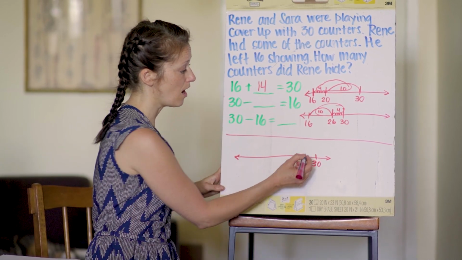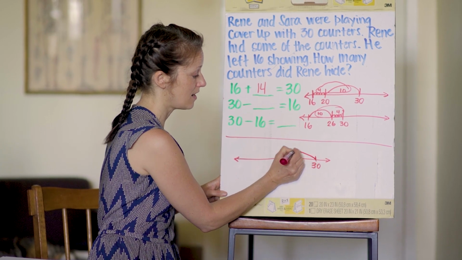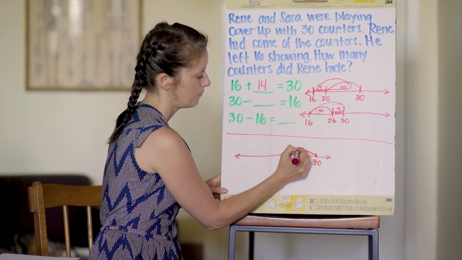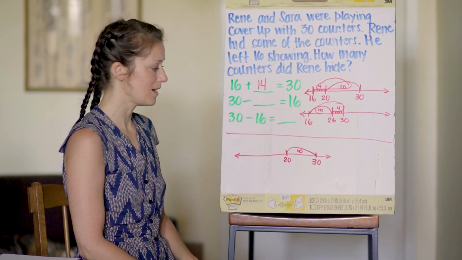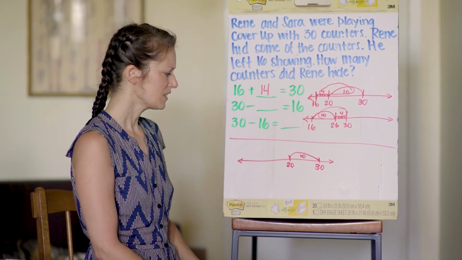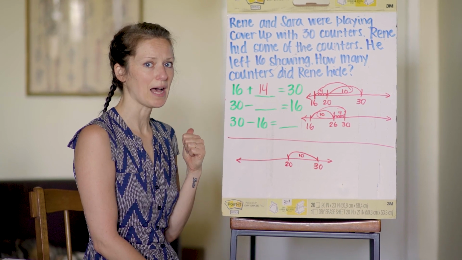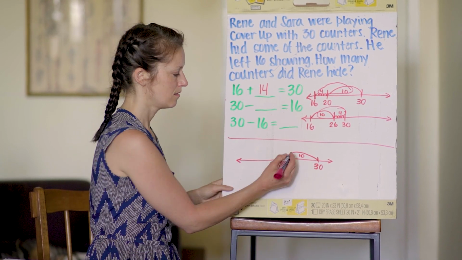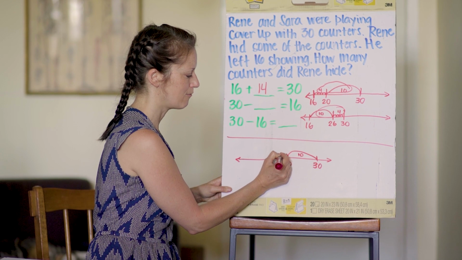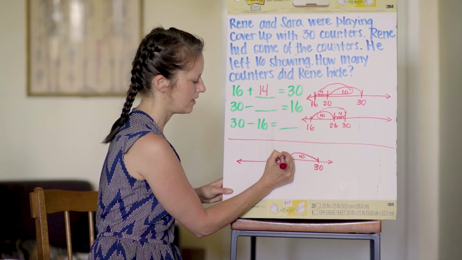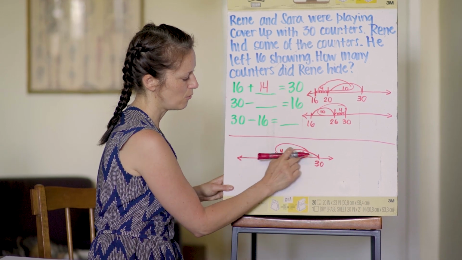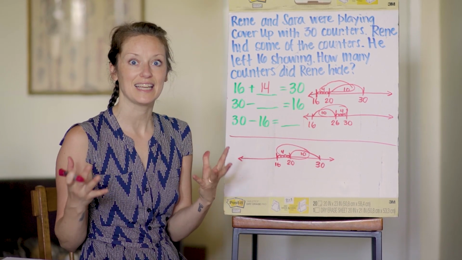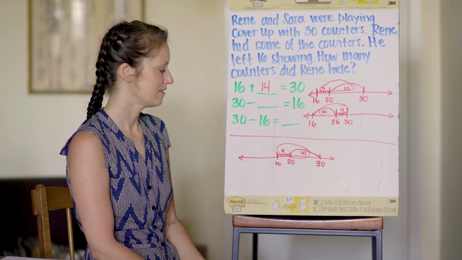So I could first start by jumping that 10, because I know that's a pretty easy number for my brain, and that gets me to 20. And then how many more do I need to jump back in order to get to 16? I need to jump back 4 more in order to land at 16. And so once again, we see that we have 4 and 10, so we had 14 counters that he hid.